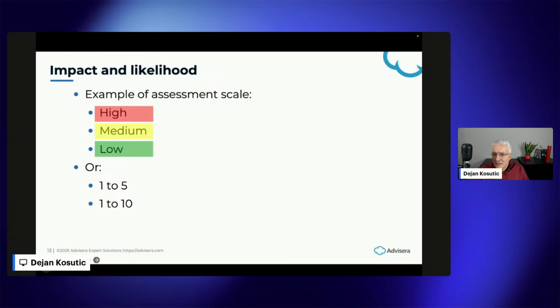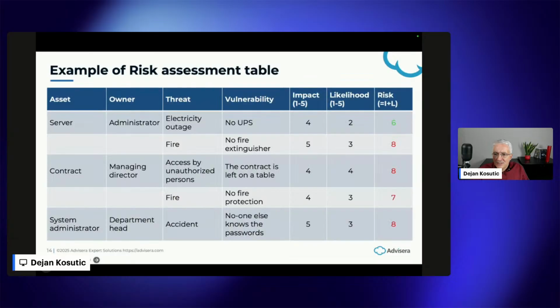All right, now let's move on to the next slide. And here you can actually see an example of a risk assessment table. So once you list all the assets, threats, and vulnerabilities and impact and likelihood, you will get something similar to this. So let's just take a couple of examples. Let's say that you have this physical server as the asset. Let's say that you have an owner, administrator, that the threat is electricity outage, and the vulnerability is that there is no UPS, meaning uninterruptible power supply.